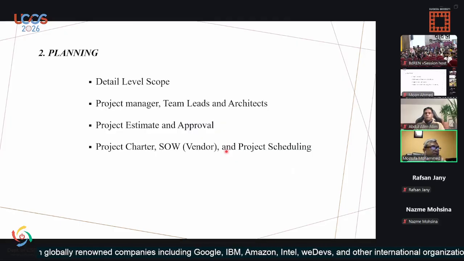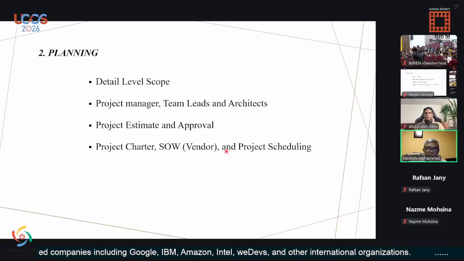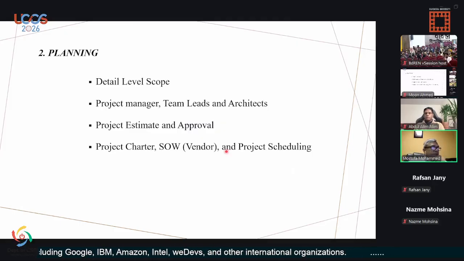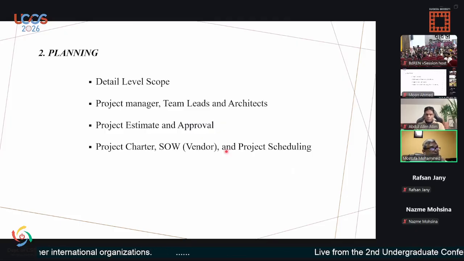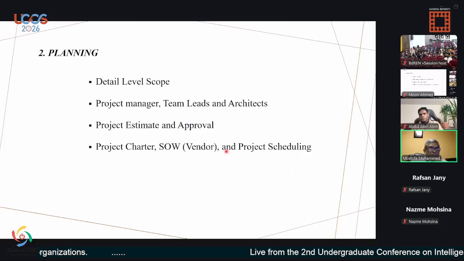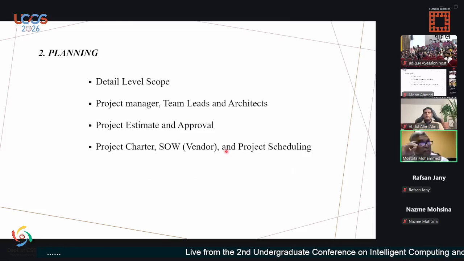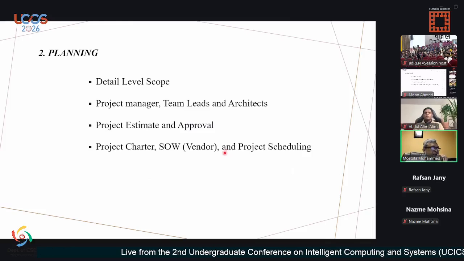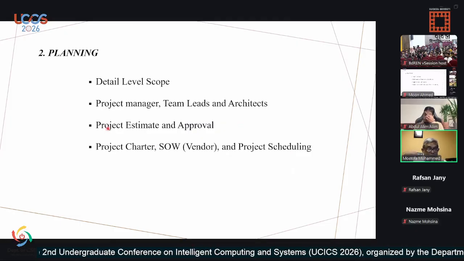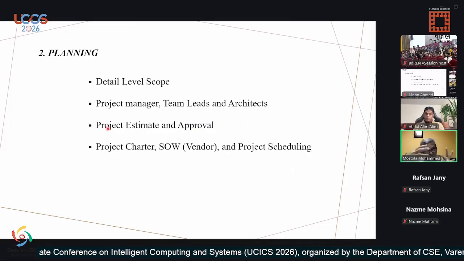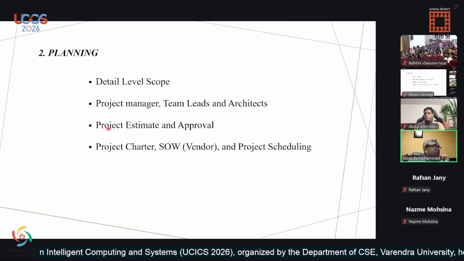And based on that scope and the costing, the vendor will also give you the schedule of how they're going to deliver the project in what time frame, and also some legal agreement between your company and the vendor company. They also provide the project scheduling. So once we have the planning done, we are getting to execute the project.